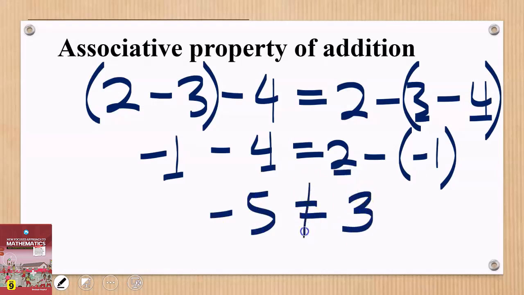So you can see that the left-hand side is not equal to the right-hand side. The conclusion is that subtraction is not commutative. Even though I wrote the same thing at the left-hand side and the right-hand side, after the computation, the results are not the same. It means that subtraction is not associative. Now, how can we apply this to solve questions?